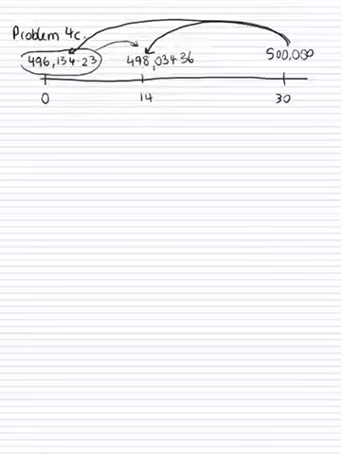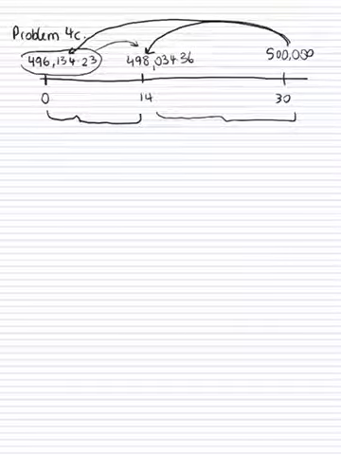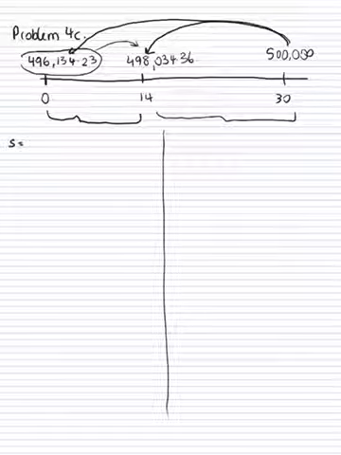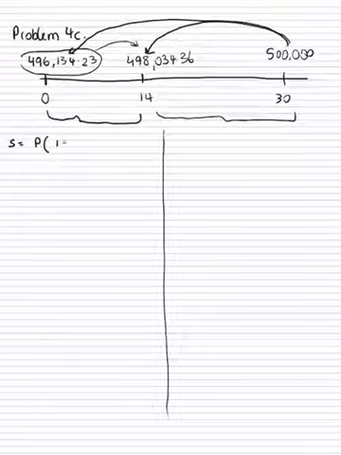Now, in this question, we've been asked to calculate the rate of return for the person that bought it at time 0 and sold it at time 14, and then again separately the rate of return for the person that bought it at day 14 and sold it at day 30. In both of those cases, I can use the formula S equals P times (1 plus RT).